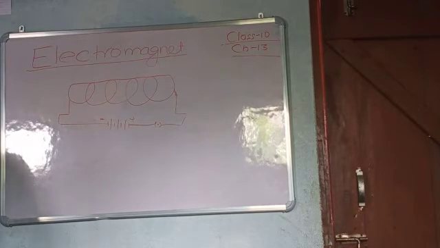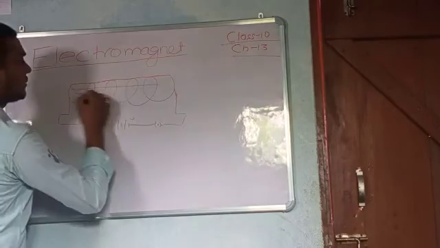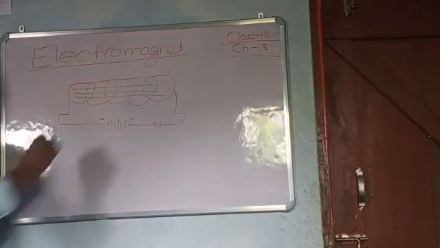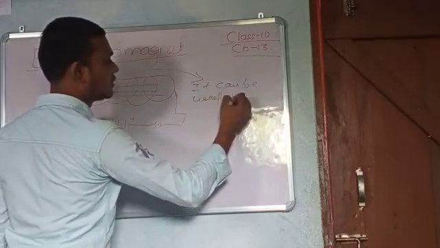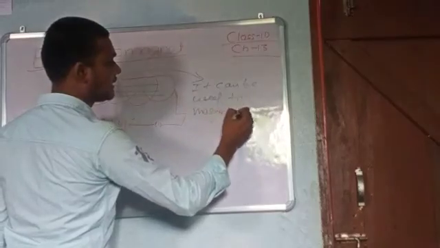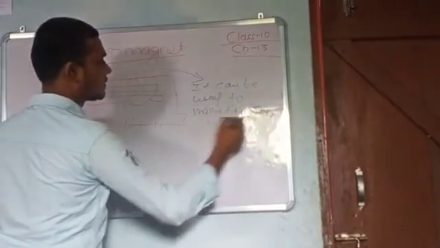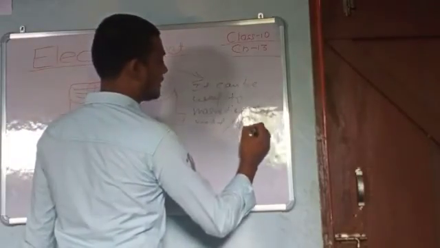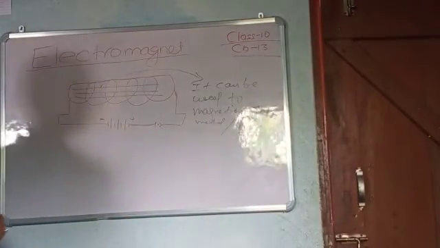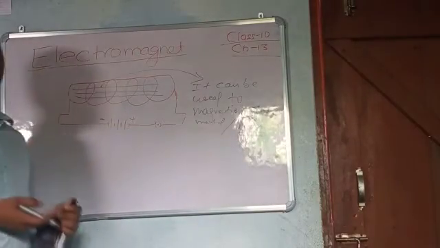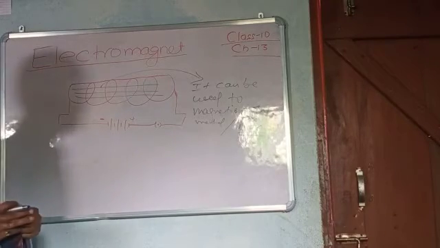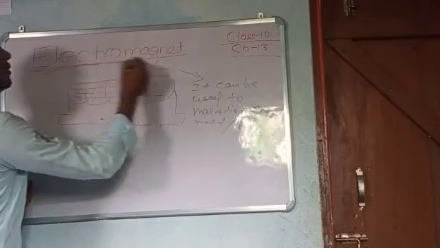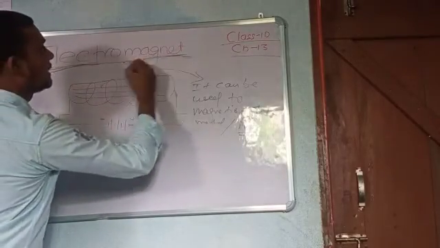The magnetic field produced inside a solenoid can be used to magnetize other substances, other metals like iron, and hence this solenoid becomes a magnet whenever it carries electricity. That's why we call it an electromagnet.